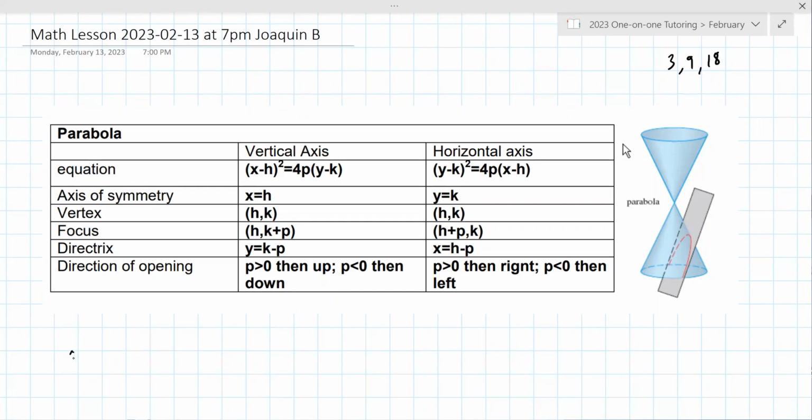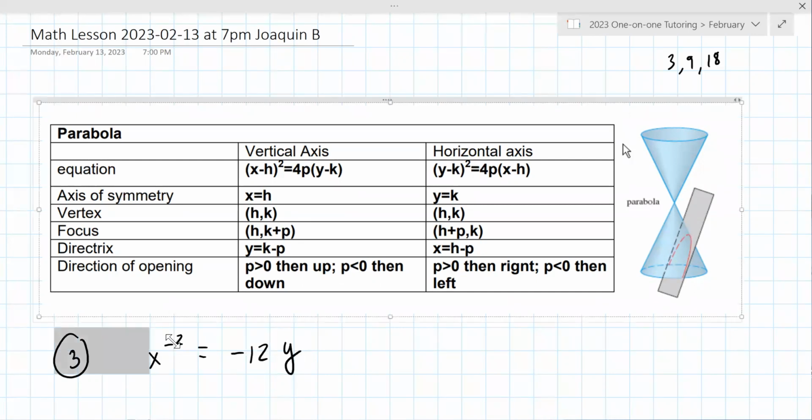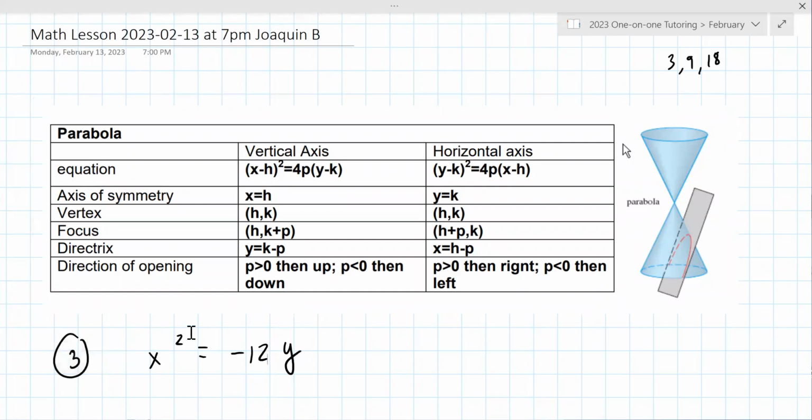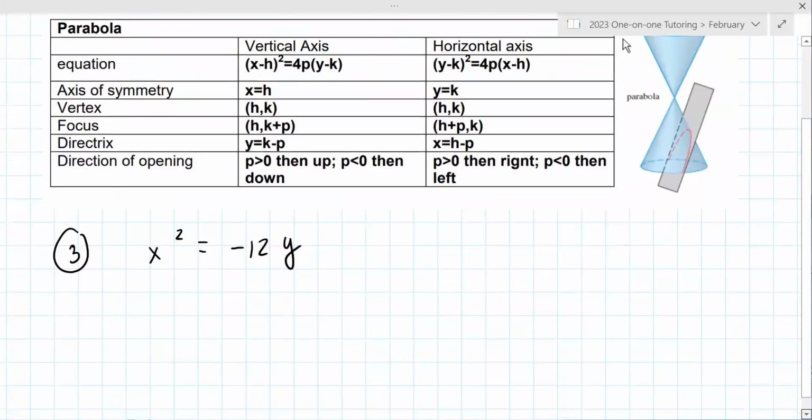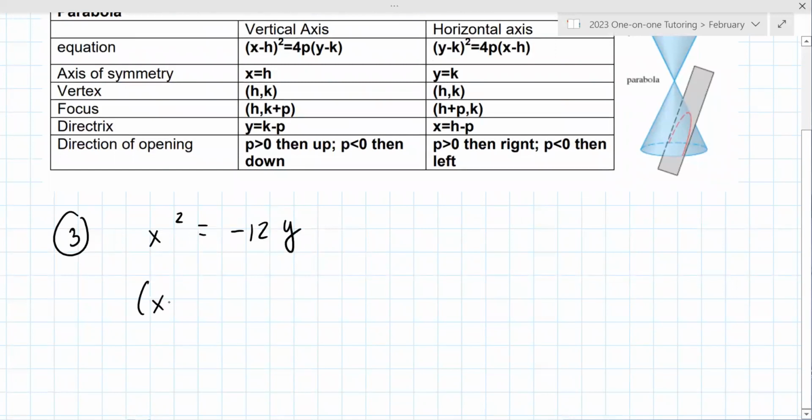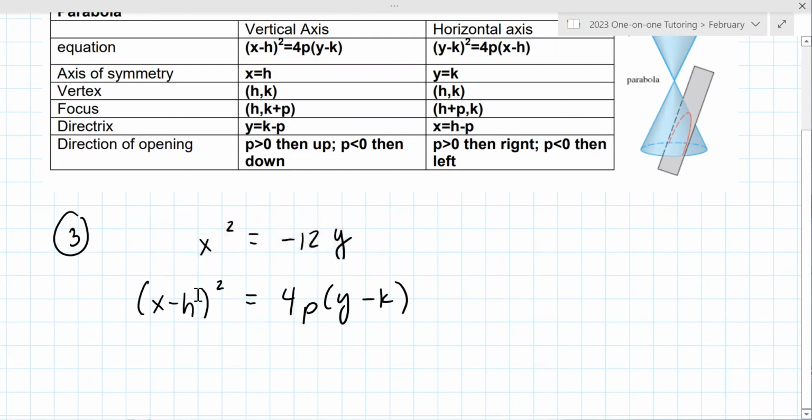So 3 says x squared equals minus 12y. Why did I put negative there? That's really odd. Now, what I would recommend is writing the form right below it. It's kind of like when you've seen that special form, you want to match up yours to what's given. So yours looks kind of like this. How can we make yours look more like it?